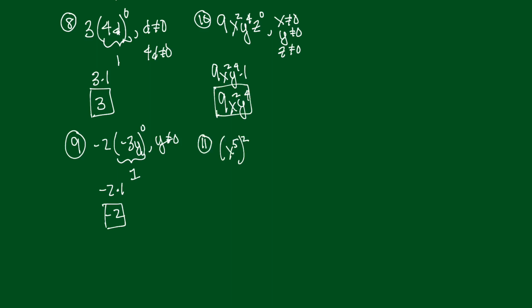And in number 11, we're raising a power to a power. So when you raise a power to a power, you multiply the exponents. So we're going to get x to the 5 times 2, which is x to the 10th.